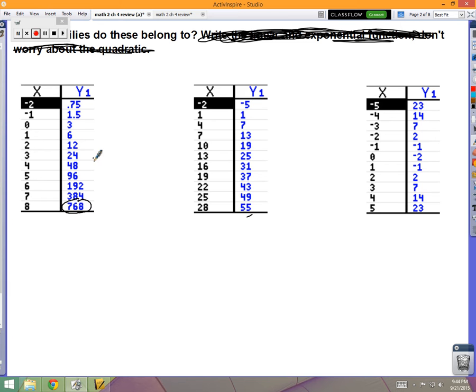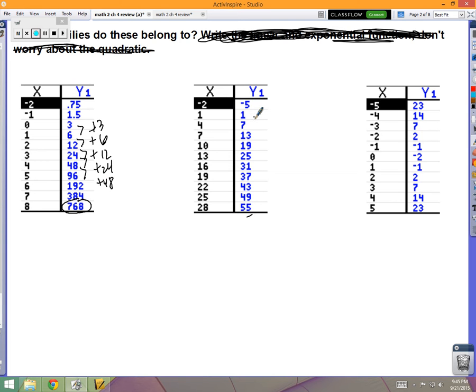And let's start figuring out how much it changed. So from 3 to 6, that went up 3. From 6 to 12, that went up 6. 12 to 24, that went up 12. 24 to 48, that went up 24. 48 to 96, that went up 48.